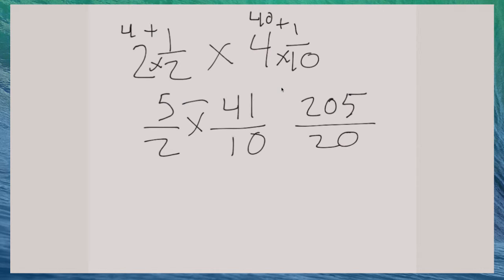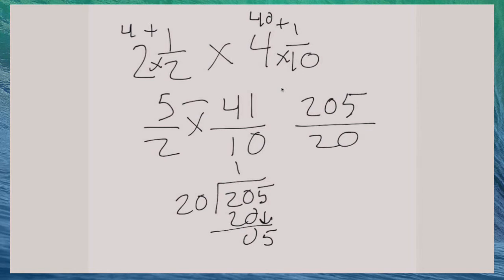Now I've got to divide 20 into 205 to convert back to a mixed number. 20 goes in one time, 20, 0, bring down my 5. 20 will not go into 5, so we put a 0 up to take its place, and we have 5 left over. So I get 10 and 5/20.